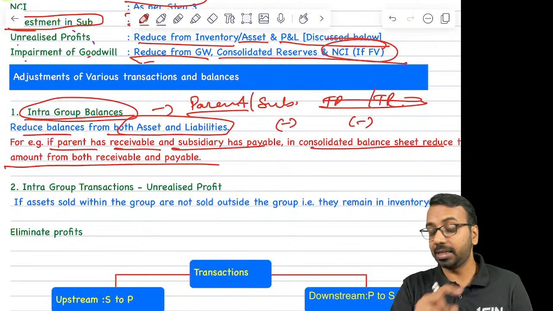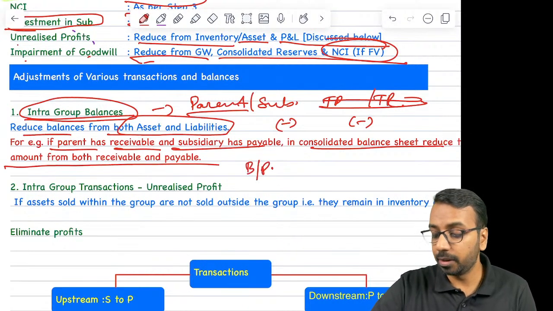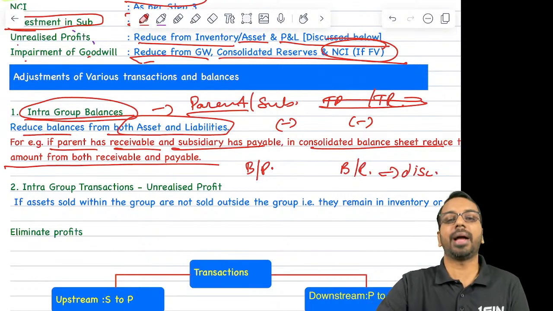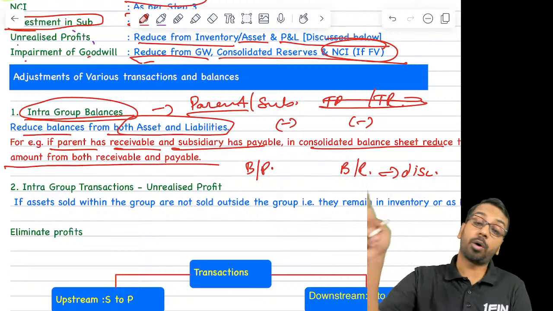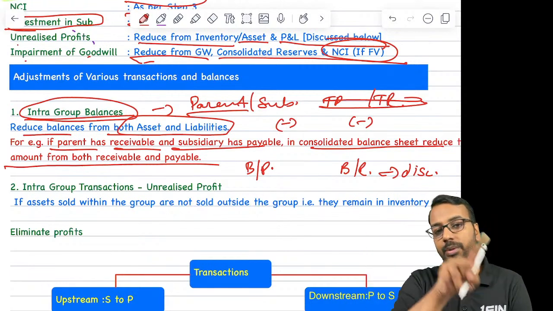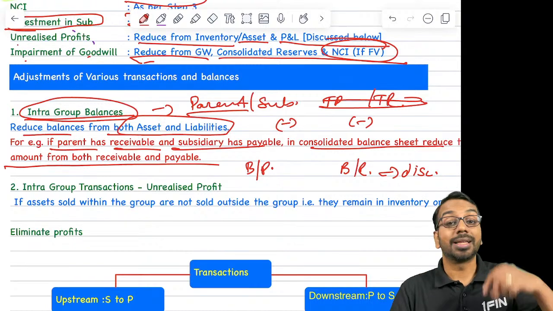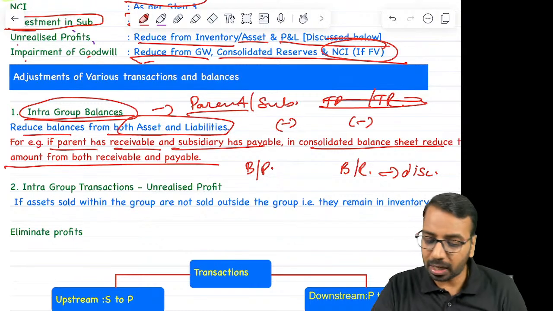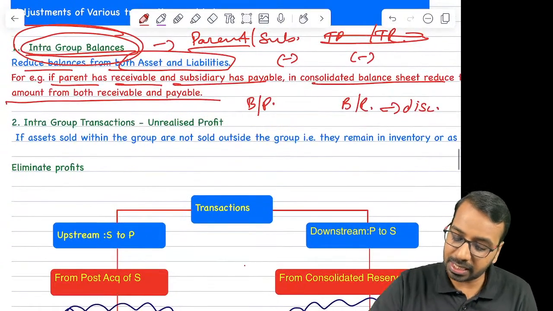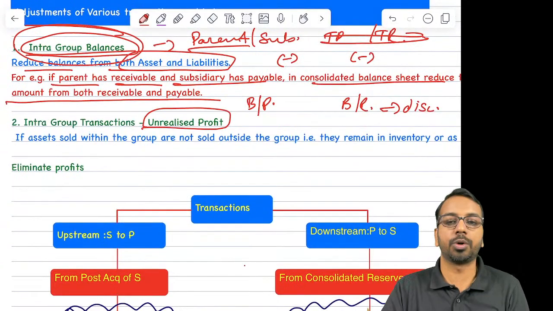One critical adjustment here is bills payable and bills receivable. If this bills receivable is discounted with a bank, the amount that is discounted with the bank is not deducted from bills payable and bills receivable, because that amount is now payable to the bank. Whatever is there within the group, only that you will reduce. That is the first thing. This is mostly asked in almost all the questions.